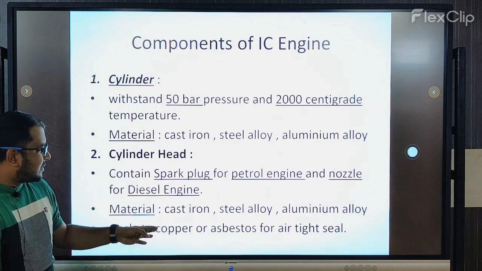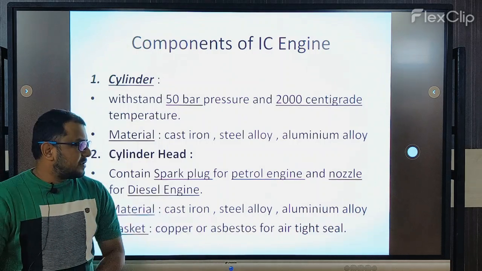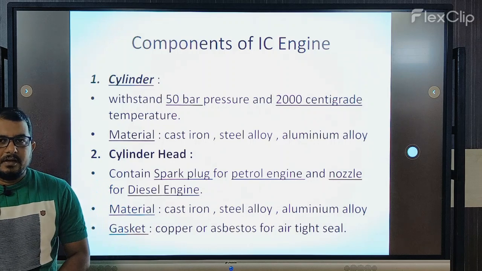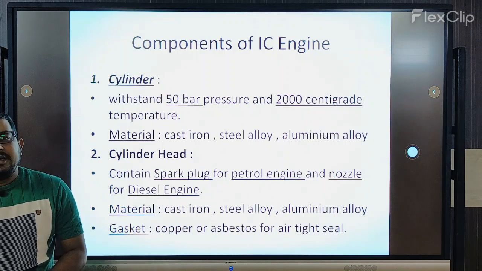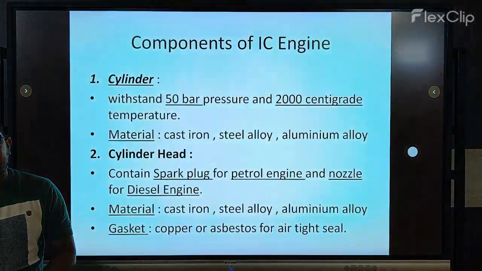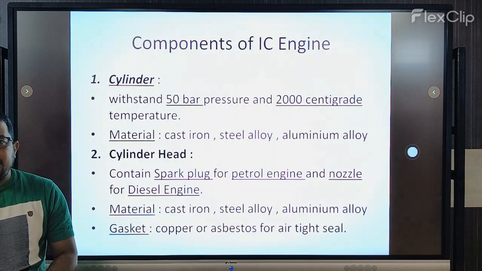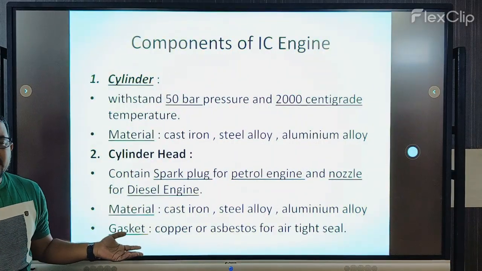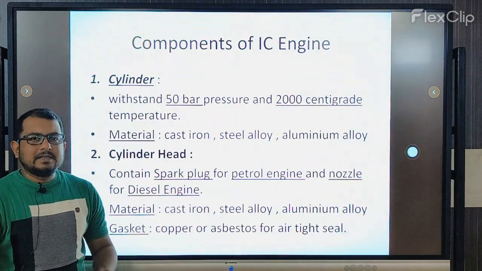The gasket is made of copper or asbestos for an airtight seal. As it is an internal combustion engine, air is not allowed to pass out of the chamber or get into it. That's why a gasket is provided, so as to have a tightly sealed chamber.